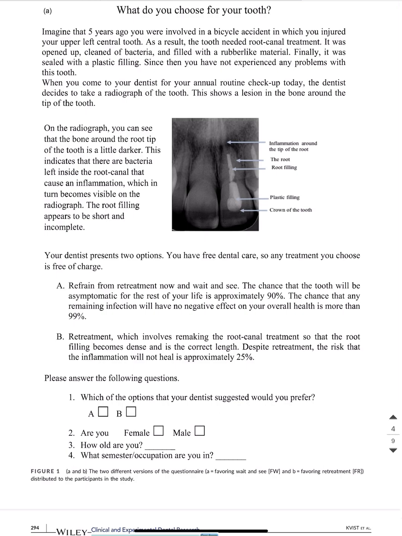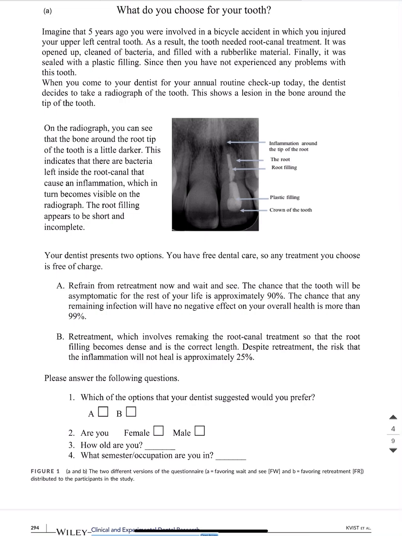Since then, you have not experienced any problem. In a regular routine checkup, your dentist decided to take a radiograph of the tooth, which shows a lesion in the bone around the tip of the tooth, and an inadequate root canal filling with a lot of voids. So your dentist presents you with two options. You have free dental care, so any treatment you choose is free of charge.